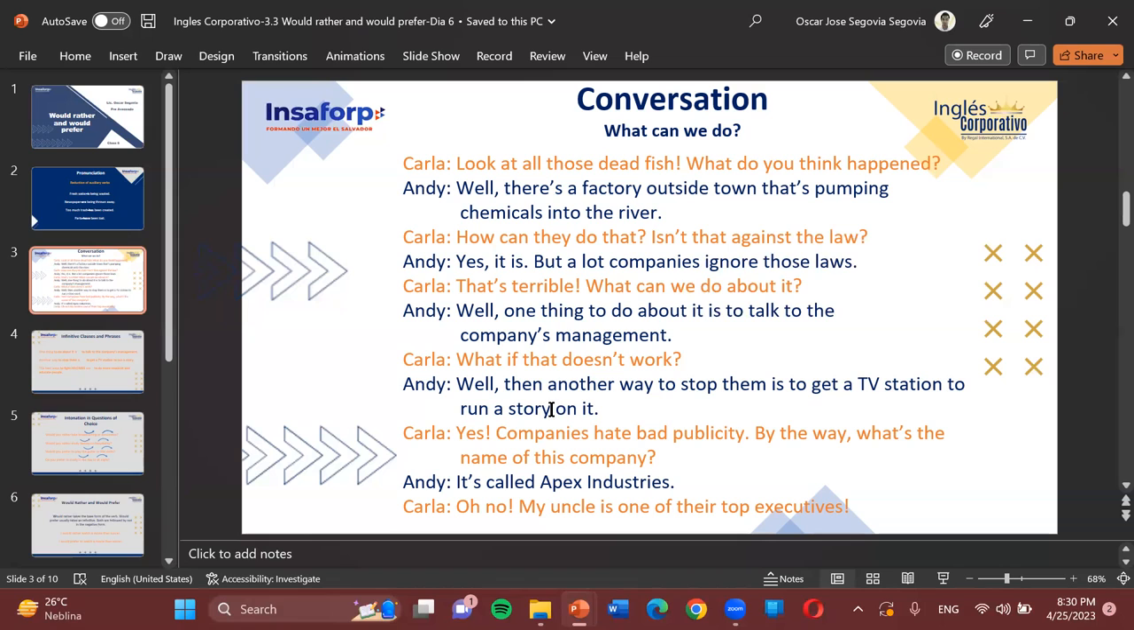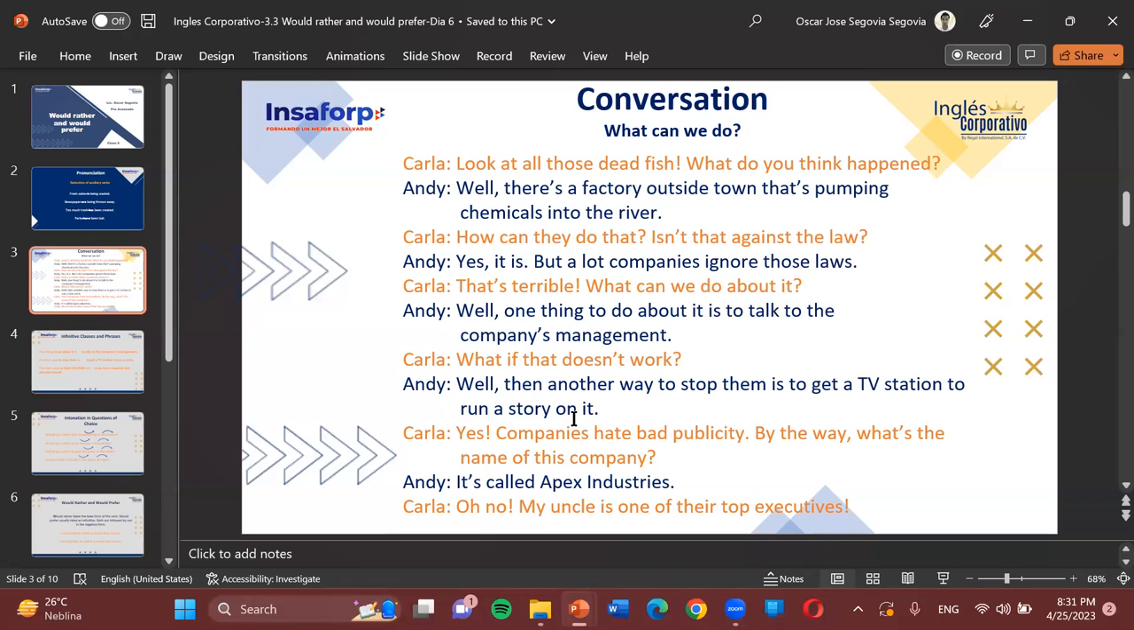Then the answer is, well, then another way to stop them is to get a TV station. Aquí se fijan, esto, another way to stop them. Sí, es otra vez, ¿verdad? Tratando de hacer una simplificación entre las palabras. En lugar de decir another way to stop them, decimos another way to stop them. Another way to stop them is to get a TV station. Y esta es otra. Run a story. Sí, run a story on it.